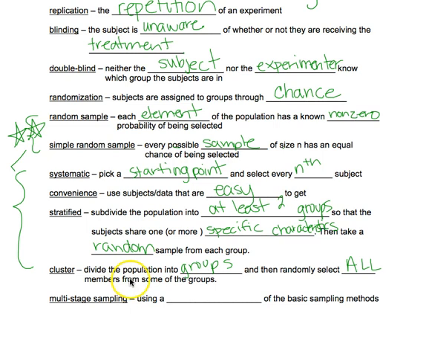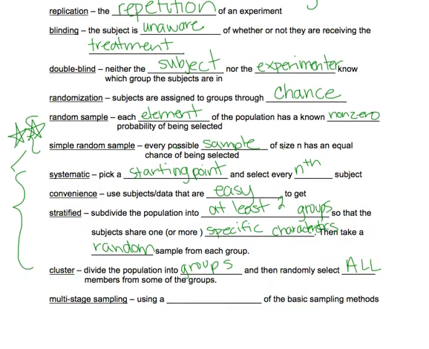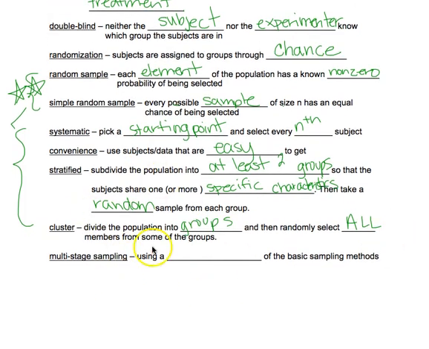Cluster is where I might say, I'm just now going to select all the sophomores, or all the sophomores and all the seniors. So I'm not taking individuals from every group. I'm selecting the entirety of some of the groups. So that's the difference between stratified and cluster. Again, very common for students to get those mixed up, so make sure you study them.